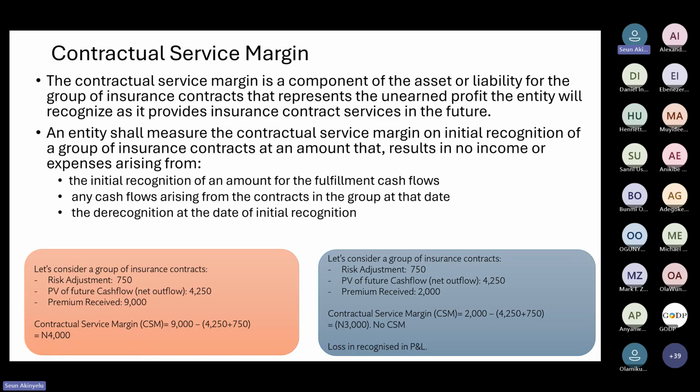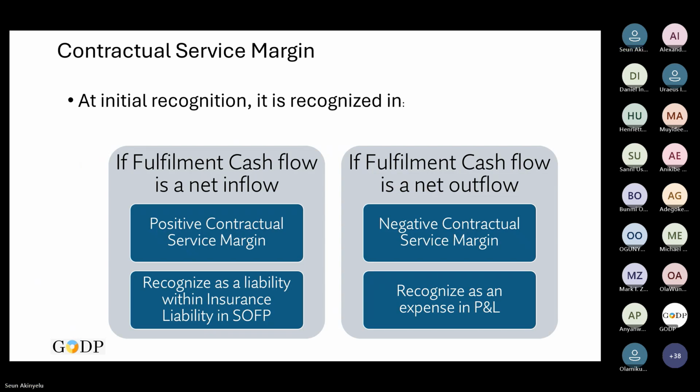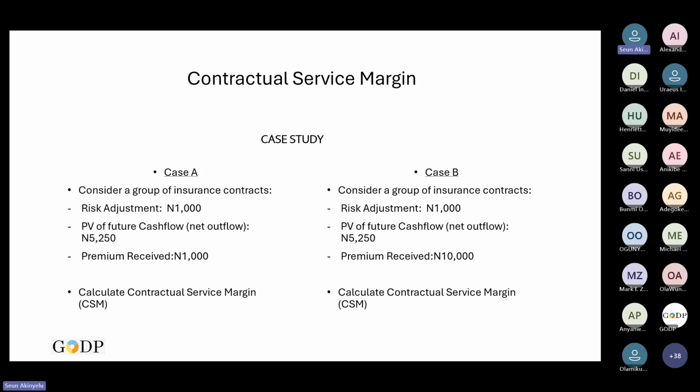But when I consider a group of another contract where risk adjustment is 750, and PV of the future net outflow is 4,250, and the premium you are collecting today is 2,000, meaning 2,000 minus 4,250 that you will pay in the future. Then you will remove 750 again. That means you have a loss of 3,000. Because it's already a loss, there's no CSM for such. What you will do is recognize the loss in P&L immediately. They call such onerous contracts. Any questions?